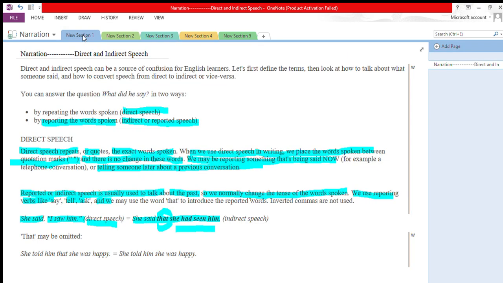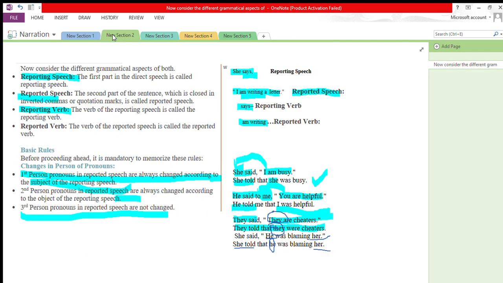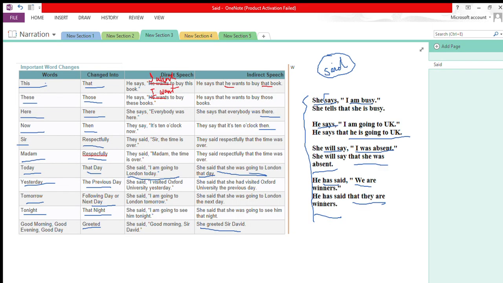So this was all about direct and indirect speech. What is reporting speech, what is reported speech, and what is reporting verb and reported verb, I've explained over here. You can go through these slides again. Then we talked about the change of pronouns. Then in the third slide, we talked about the word change, how different words change from direct speech into indirect speech, like this into that, these into those, yesterday into the previous day. Then a very important point: if the reporting verb is in the present tense, we are not going to change the tense of the reported speech. It will remain as it is.